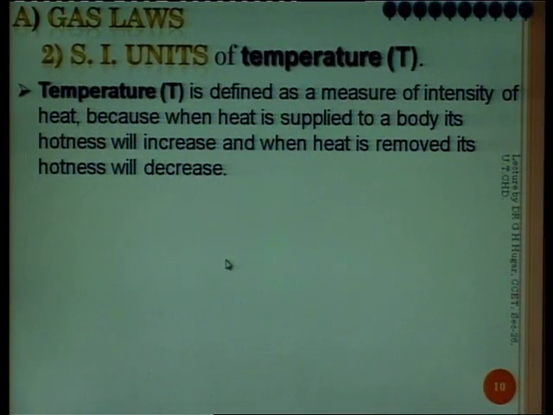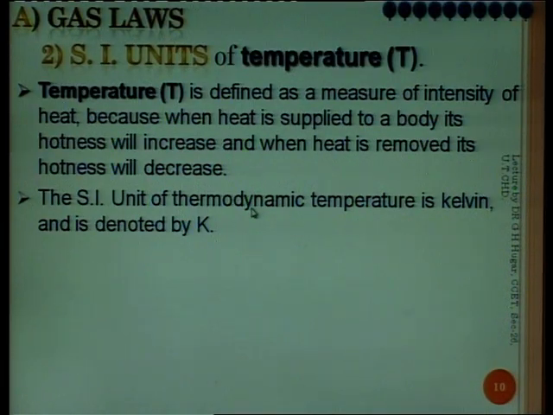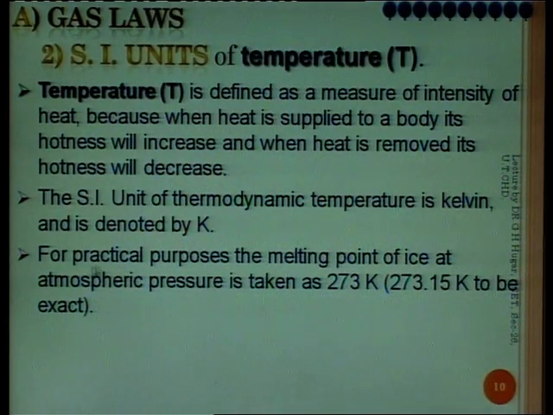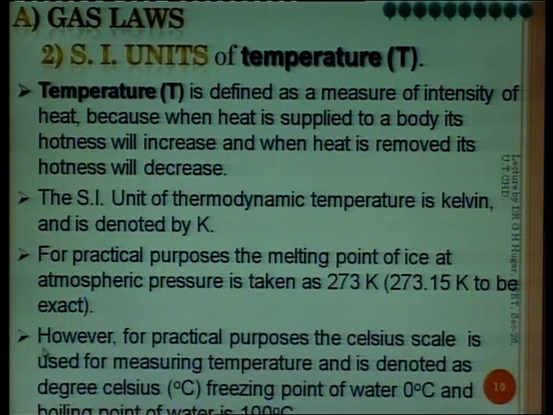And the SI unit of temperature is the intensity of the heat, because when heat is applied to a body, its hotness will increase, and when heat is removed, its hotness will decrease. So, the SI unit of thermodynamic temperature is Kelvin, and it is denoted by capital K. For practical purposes, the melting point of ice is taken, that is 273.15 Kelvin to be exact, at 1 atmospheric pressure.